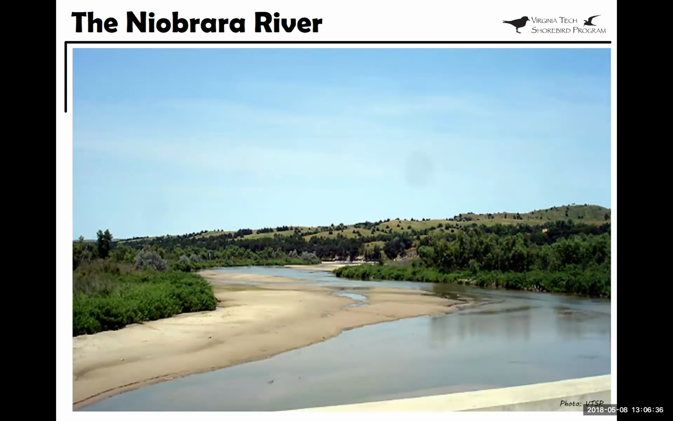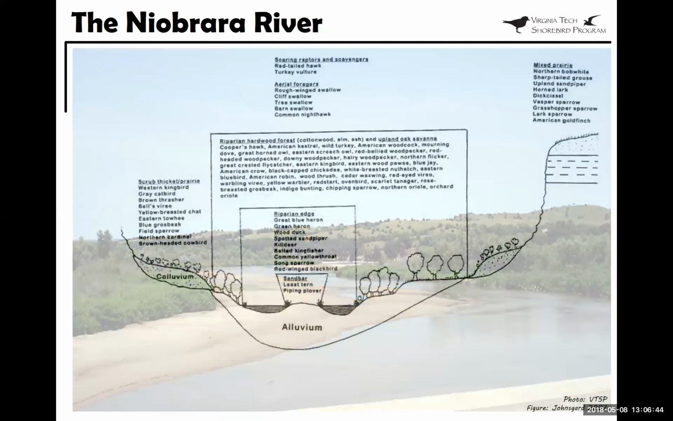Though a sandbar like this one on the Niobrara may appear barren and unoccupied, these early successional areas provide habitat for a number of species. The Niobrara Valley itself supports a locally diverse array of flora and fauna, including over 100 species of breeding birds that use its riparian edge, forest, and prairie habitats. And in the middle of the riparian corridor, 2 species exclusively nest on the open sandbars, the piping plover and least tern.